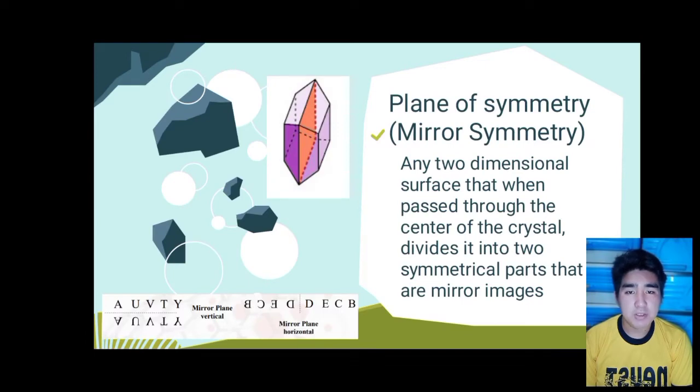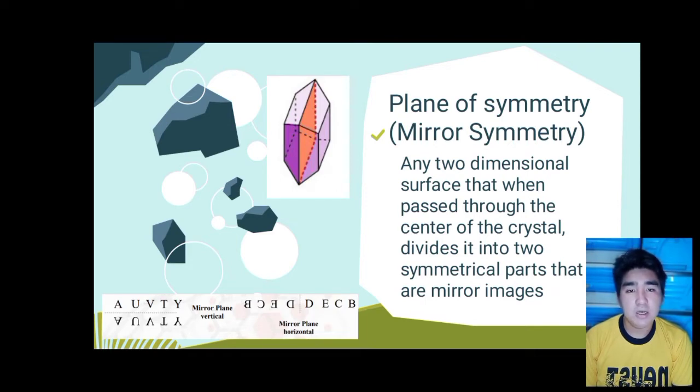First is the plane of symmetry. It is any two-dimensional surface that, when passed through the center of the crystal, divides it into two symmetrical parts that are mirror images. It is reflection symmetry in two directions. It is simply like the concept of a mirror, where the image is found perpendicular to the reflection plane and equidistant from the plane on the opposite side of the plane.